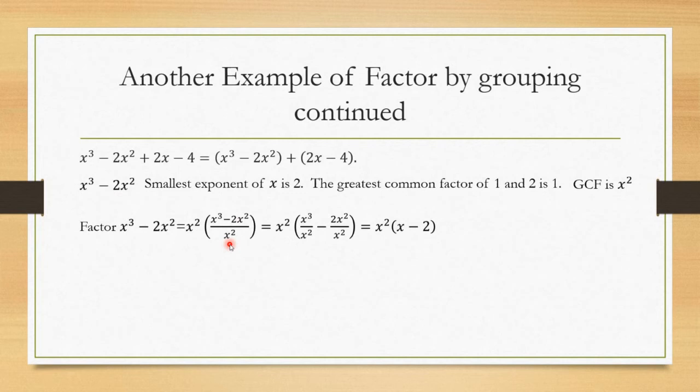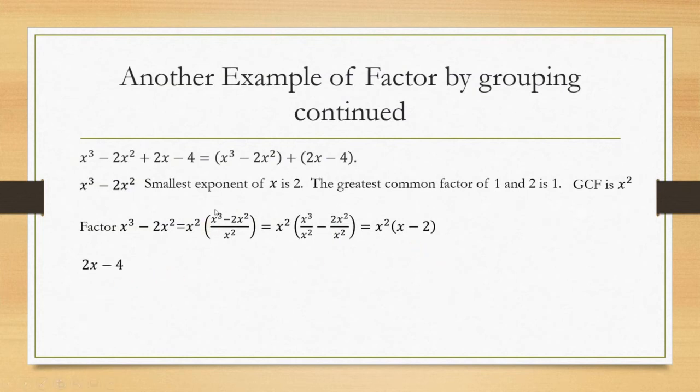And remember, when you divide, you have to divide into each individual term, as you can see. x cubed over x squared is just x, and 2x squared over x squared is equal to 2. And so what we get then is x squared times x minus 2.